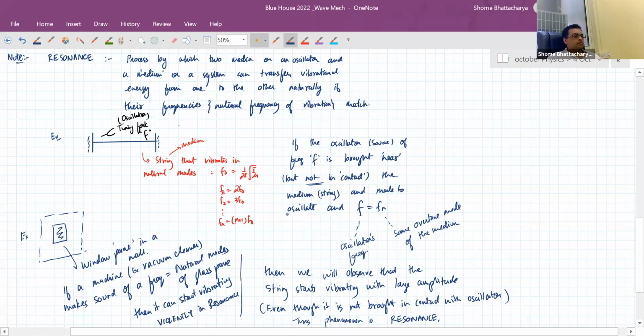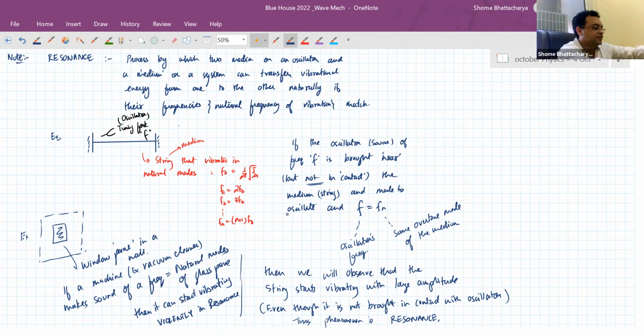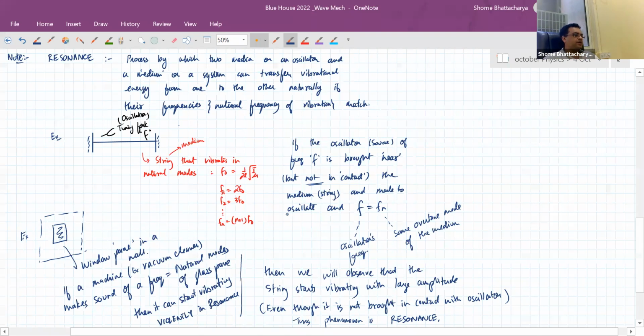So these kinds of things can be observed very often in everyday real life, where you have some source of sound or large amplitude source of vibrations, like a machine or an oscillator or a tuning fork or some musical instrument, which is creating sound at a specific frequency, which happens to match the frequency of some other system or some other medium in its environment.